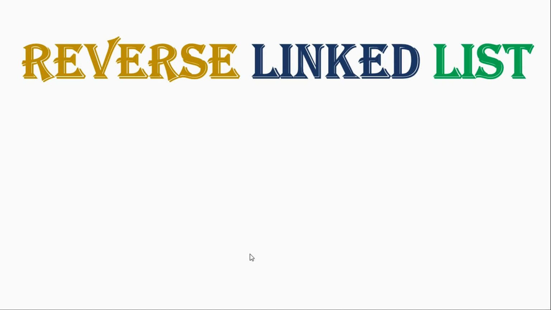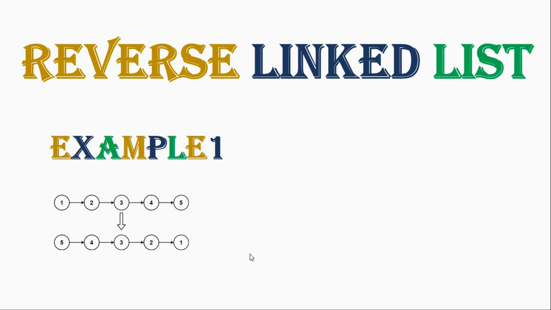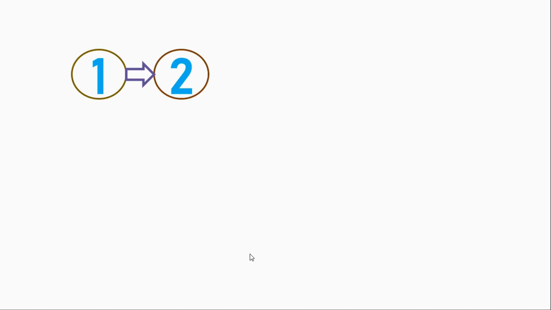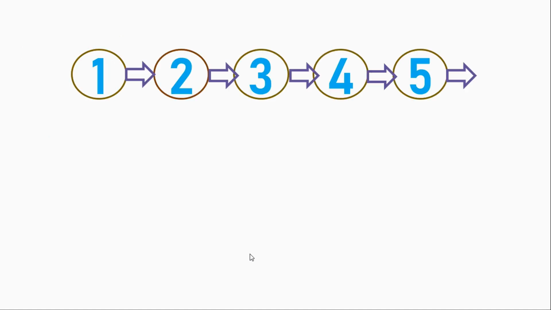In this question, we will reverse a linked list. See the example. Consider this linked list having values 1, 2, 3, 4, 5, null.